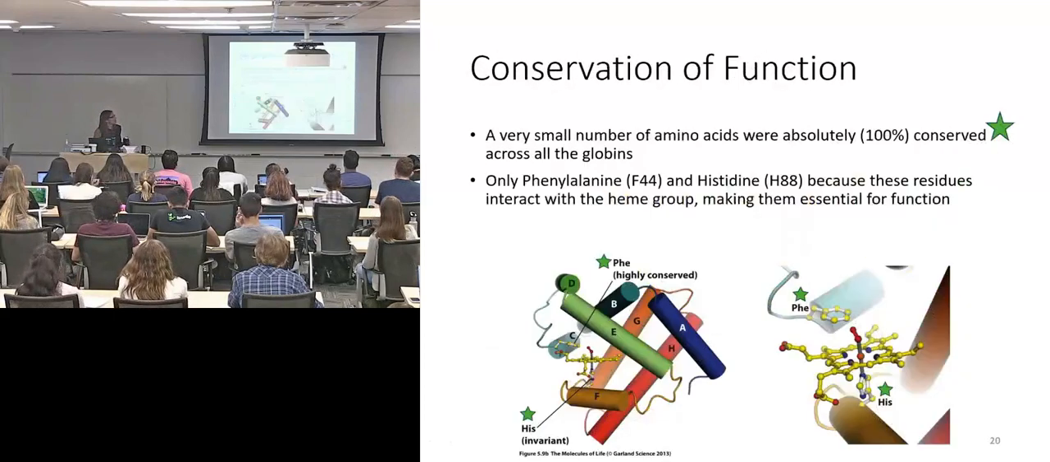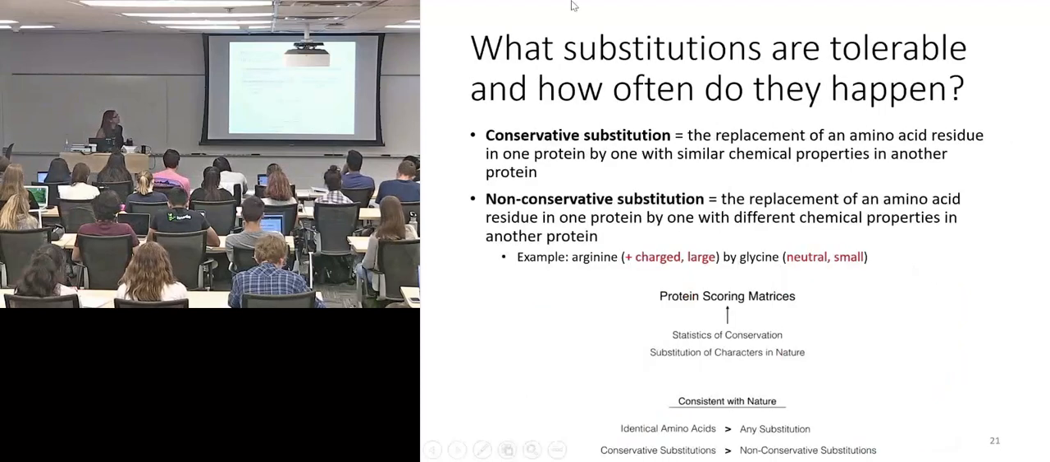Again, there's only a few amino acids that have to be absolutely or 100% conserved, just 2 positions across all of those globins, because they interact with the heme group. So the most important stuff tends to be conserved for function. Everything else sometimes can be swapped out, and it'll still be able to fold the way you expect. If you see conservative substitution, this is the replacement of an amino acid with one with similar biochemical properties. Non-conservative is when something large or charged is replaced by something small or neutral, or vice versa.